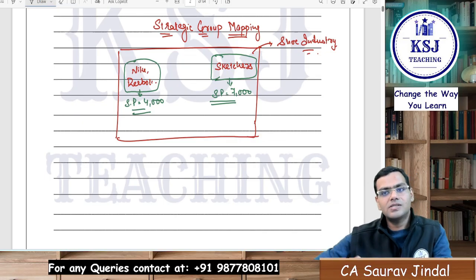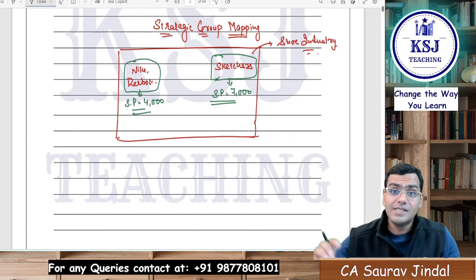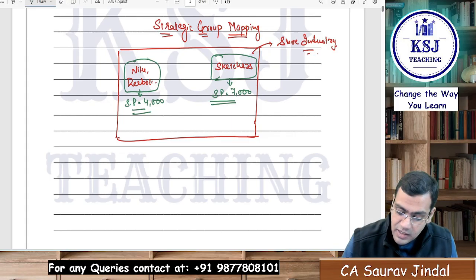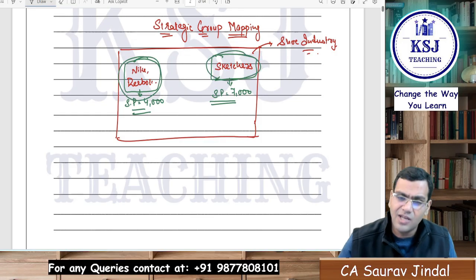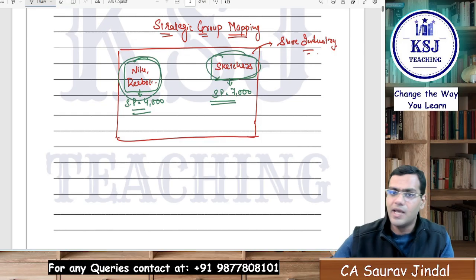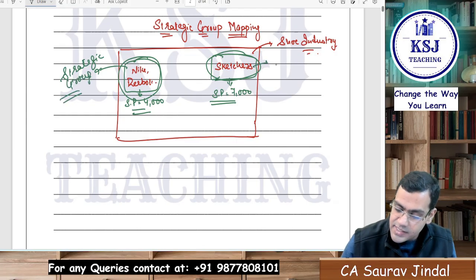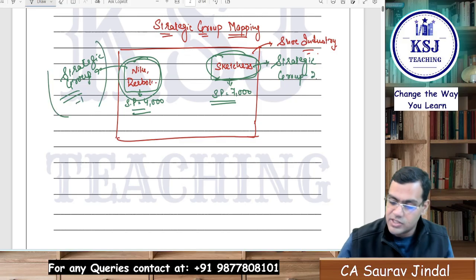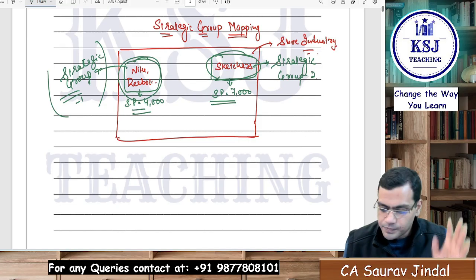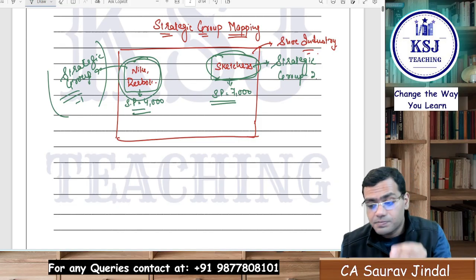So it is playing a separate, different game. Although they belong to the same industry, Nike and Reebok are fighting on similar parameters, while Skechers is fighting on different parameters. It's playing a different game. So this is one strategic group, right? And Skechers is another strategic group. Let's call it strategic group 2. This is strategic group 1 and Skechers is going to be strategic group 2. This is how the strategic groups are made.